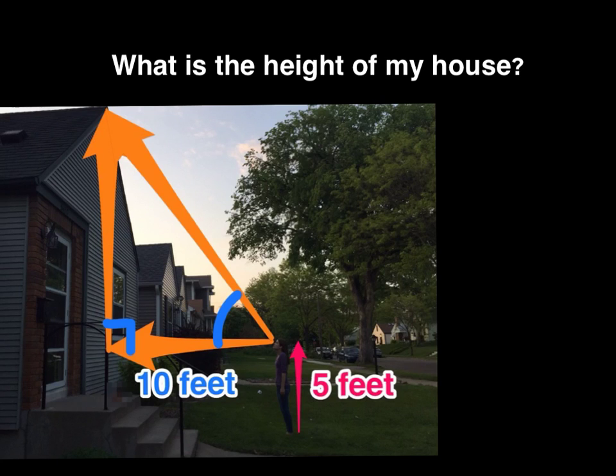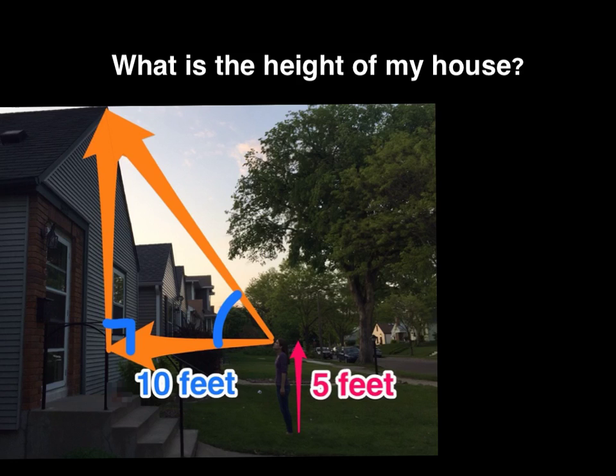We can use right triangle trigonometry to help us solve problems like this one, which is, what is the height of my house? As you can see, I took a picture of me standing approximately 10 feet from my house, and I'm looking up at the top of it. Now I'm going to use that information to help me figure out the approximate height of the house by using right triangle trigonometry. So first you need to create your right triangle.